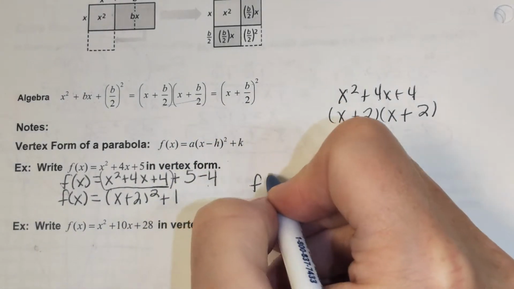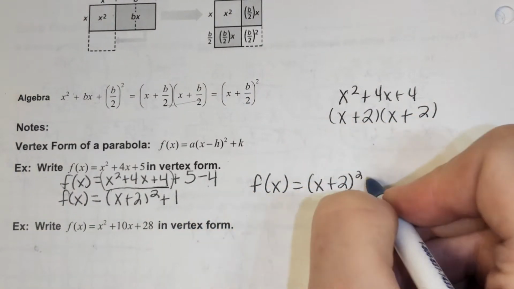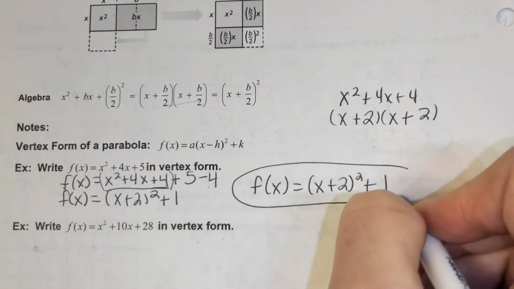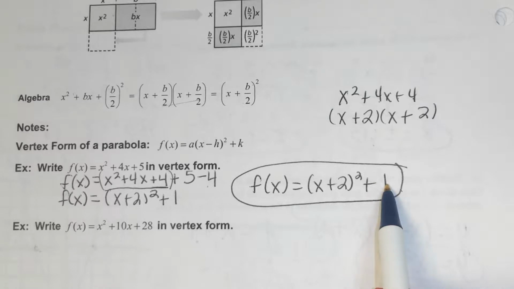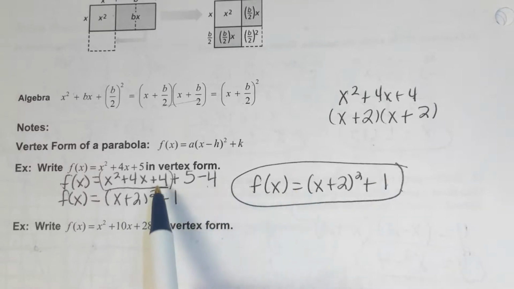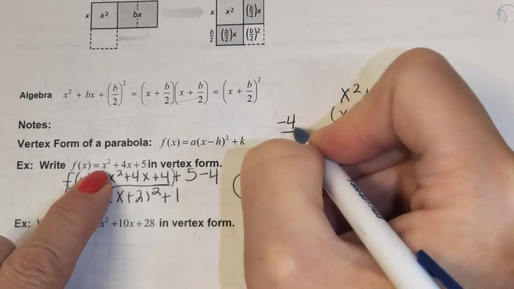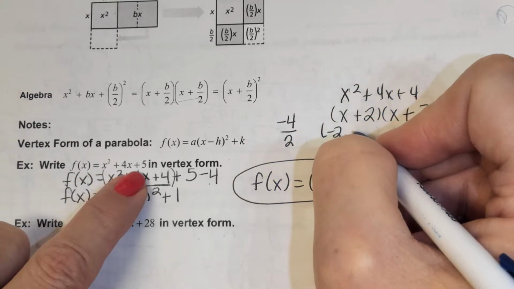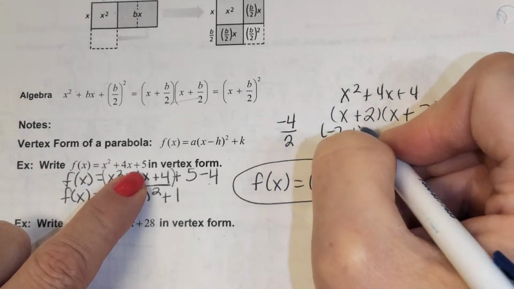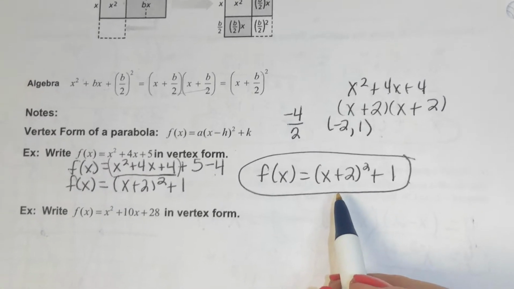So my vertex form is this. See how now I can immediately see the vertex is going to be negative 2, 1. Okay? That's the whole purpose. Now I don't have to do negative b over 2a, which is negative 2, and then plugging it in, I would get 1. This is a faster way to find that vertex instead of doing the negative b over 2a.